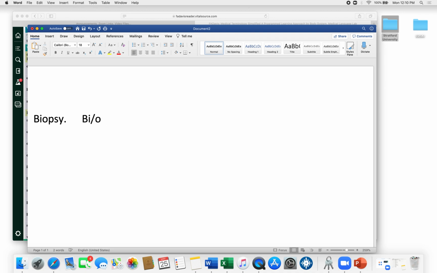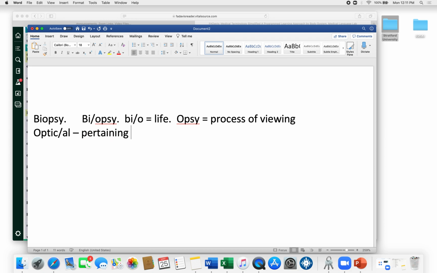right? And biopsy. So what's actually going on is bio is life, and opsy, if you see a y, is the process of viewing, kind of related to the word optical, pertaining to viewing, right? So your optics, right? Scope, that's another word for it. So when you do a biopsy, that's a definitive pathological test to see if you have cancer, to see if the oma, or the lump or the bump, is actually cancer.